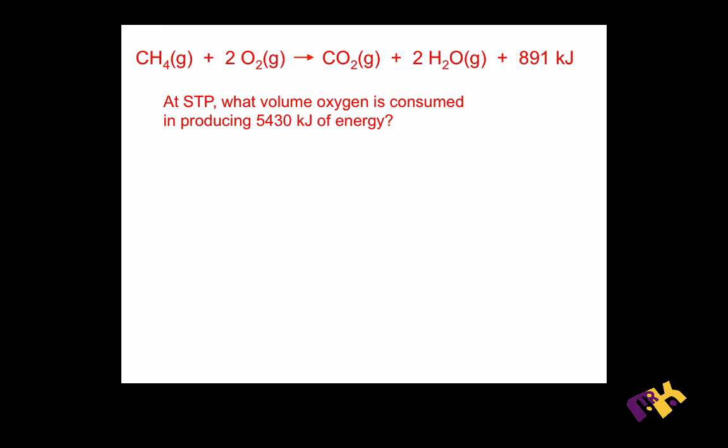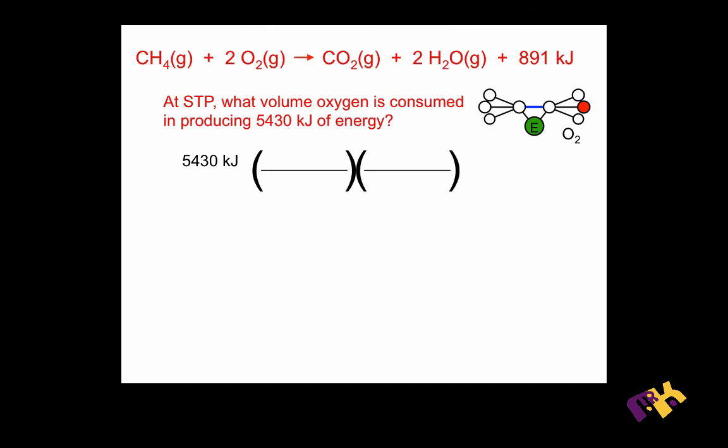So we have the same process. We're burning methane. It tells us that the amount of energy being given out is 891 kilojoules for every time through. And they're asking us what volume of oxygen is consumed in producing 5,430 kilojoules of energy. So we start with that. Right? We're given the energy.